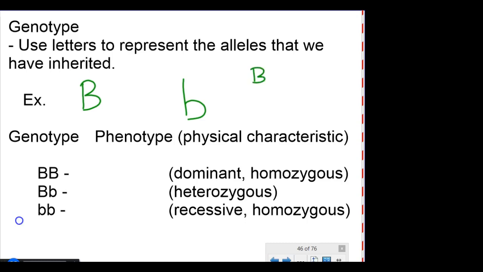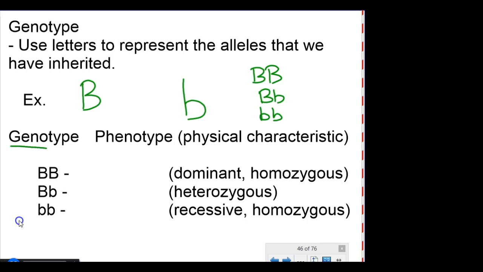We usually write the dominant one first. So if it's capital B, obviously it doesn't matter which one comes first. Or if it's little b. But if it is a heterozygous individual, the capital B comes first. That is not Ms. Patterson's rules to drive you crazy. That is what the biology world has decided.